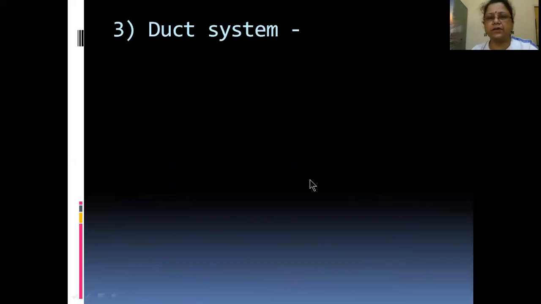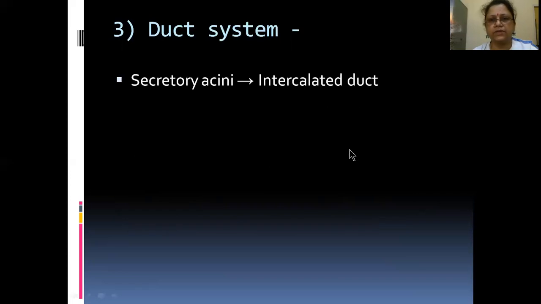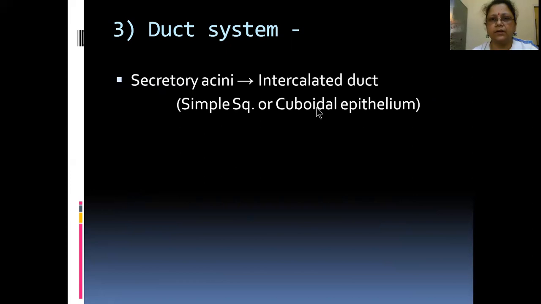So we finished with parenchyma, that is the secretory unit. Then we finished with the connective tissue part. Next comes the duct system. As the salivary glands are exocrine glands, that means it has a duct system. So in a very simplified manner now I'll tell you, later on in detail I'll discuss. Secretory acini will directly go to the intercalated duct. The first smallest duct is the intercalated duct, and it is lined by simple squamous or simple cuboidal epithelium.